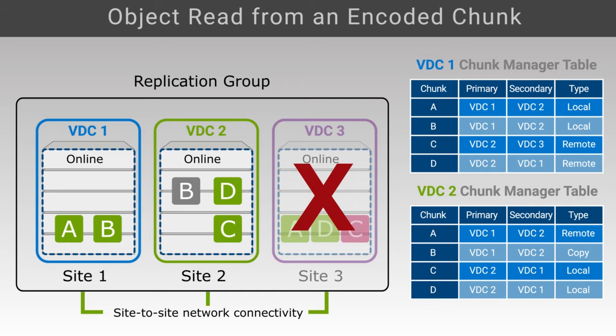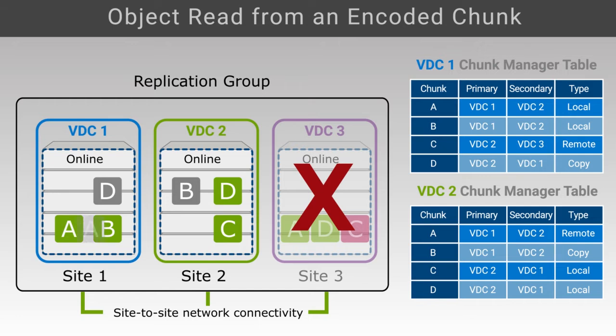Replication of data is separate from the failover operations. The replication queues continue to process, thus re-establishing data durability across VDCs. VDC2 replicates chunk D to VDC1. After the replication completes, VDC1 updates its chunk manager table to change the type to copy.